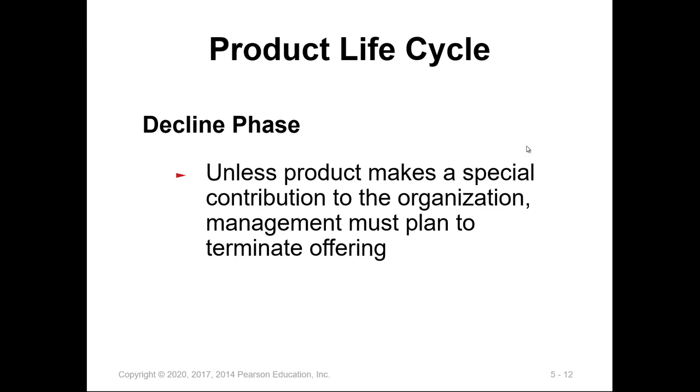In the decline phase, the product demand will start declining unless the product makes a special contribution to the organization. If it's not contributing to the organization, there must be a plan to terminate or exchange that product with a new product. For example, Intel will offer a new generation of CPUs as soon as the old CPU generation starts to decline.